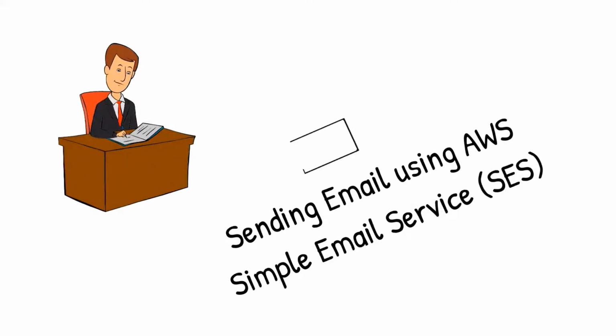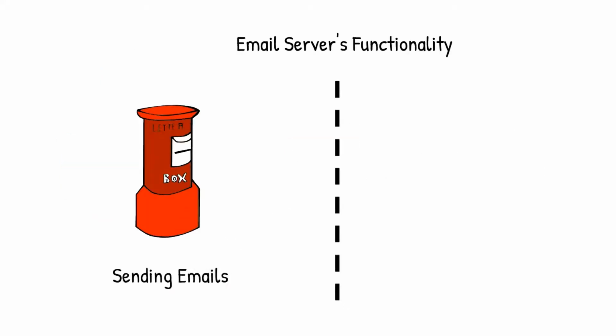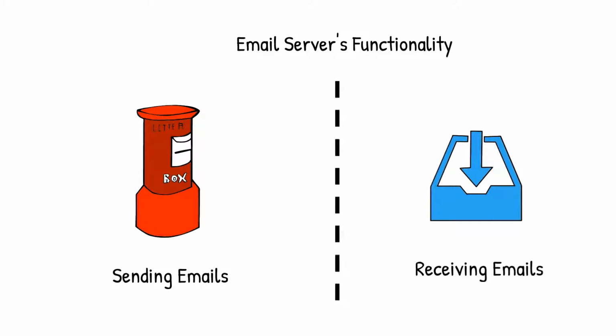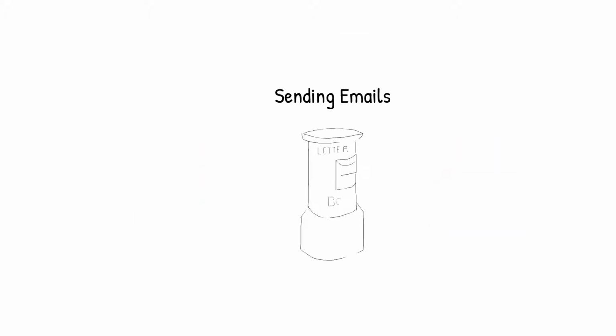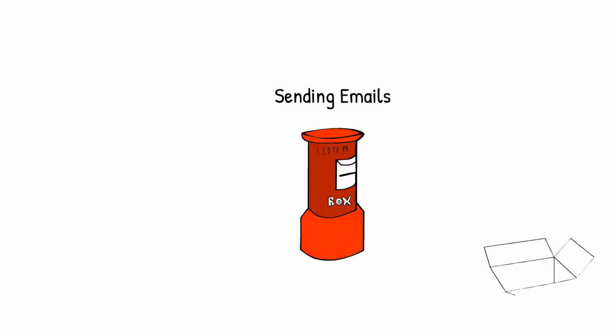This video is to explain how you can use Amazon's SES service to send emails. An email server's two main functionalities are to send emails and to receive emails. With SES, you can do both, but in this video, we will take a look at using SES to send emails. Please note that the SES service for any new account is initially enabled in a sandbox with a considerable amount of limitations to use the service.